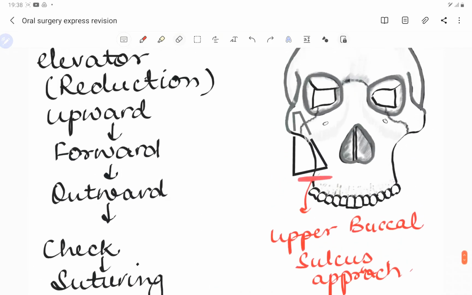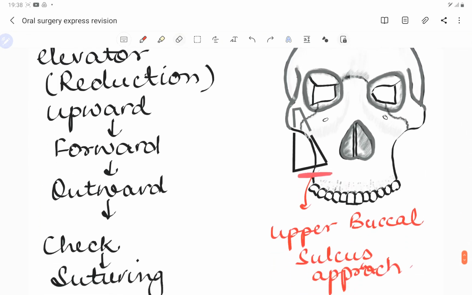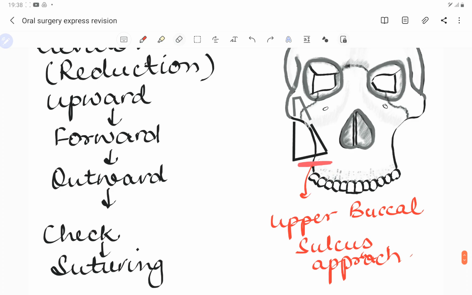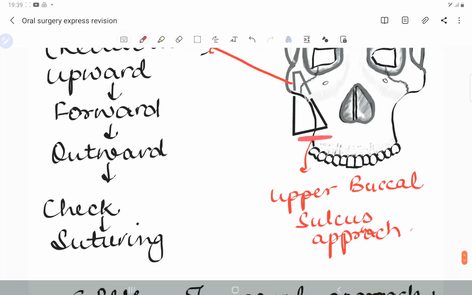So I am going to tell you one more time, guys. Upper buccal sulcus approach for the reduction, we take incision in the buccal vestibule and go from beneath. So from intraorally we are reaching the zygomatic arch. So if you can appreciate over here, this is the elevator. So we are passing this elevator from the buccal vestibule in the molar region and then reducing the zygomatic arch.